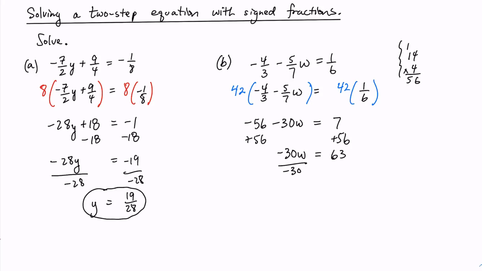Divide the entire sides by negative 30. And we have w is equal to, looks like 21 over negative 10. Now that is reduced. There are no common factors between 21 and 10, so that will be our final answer.